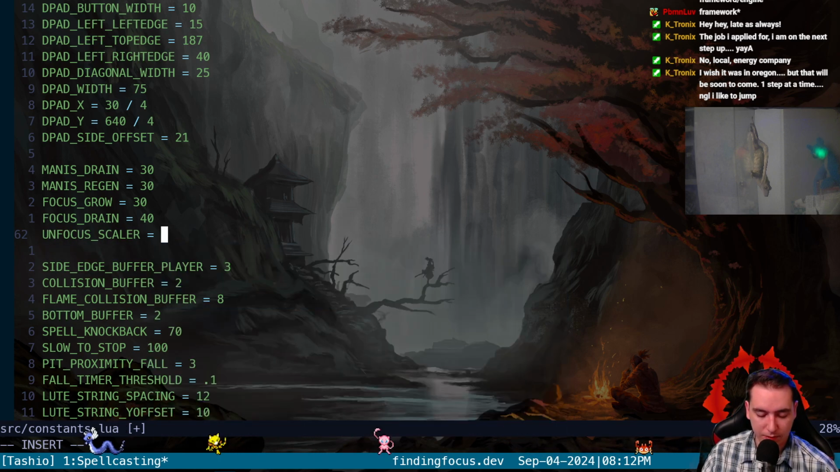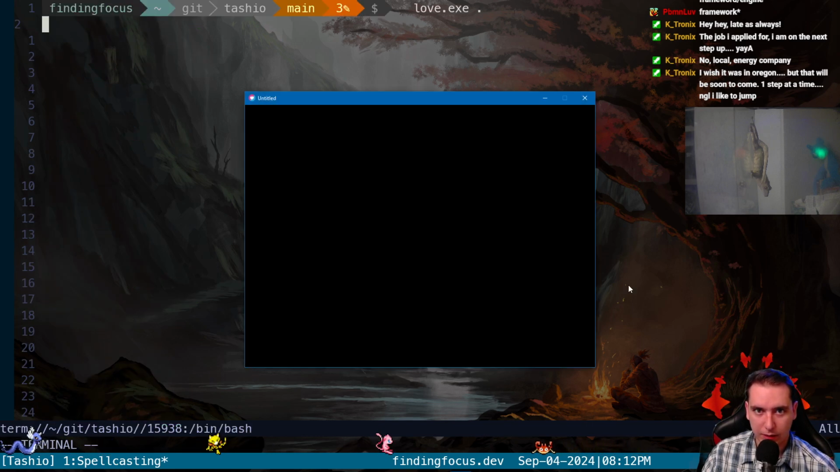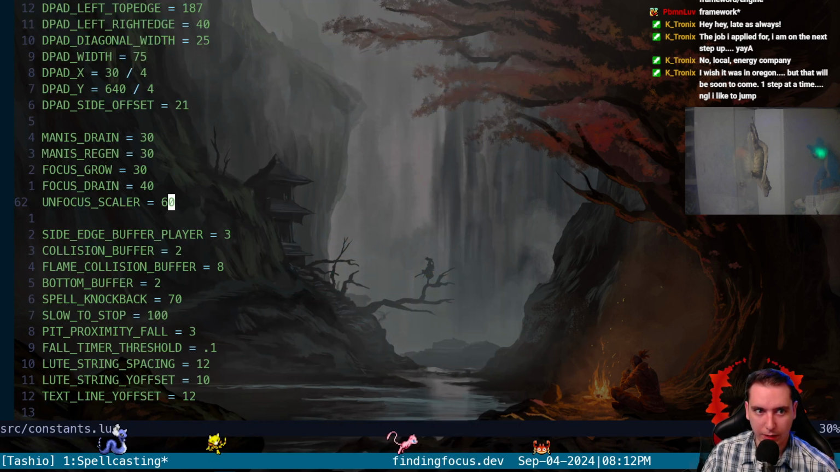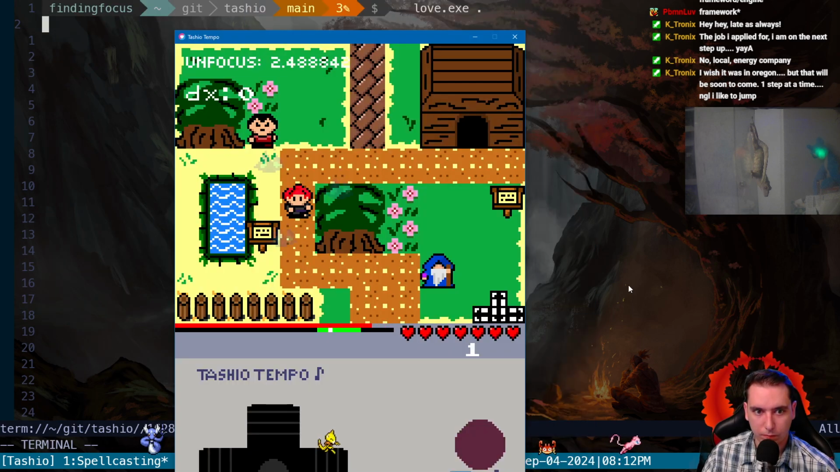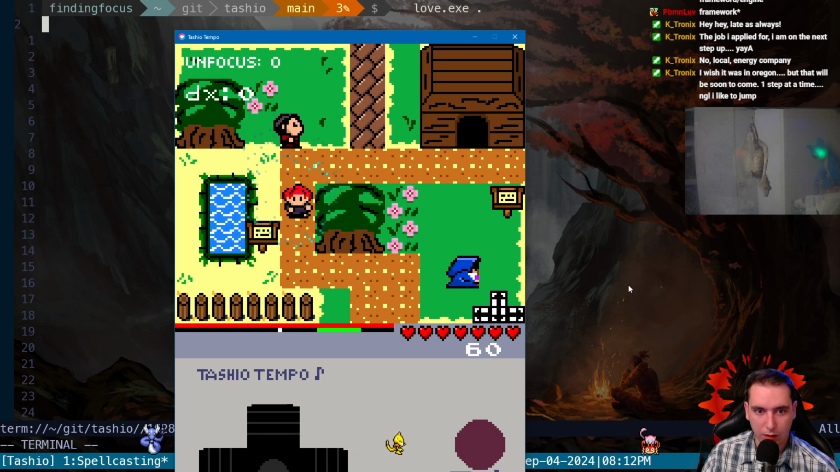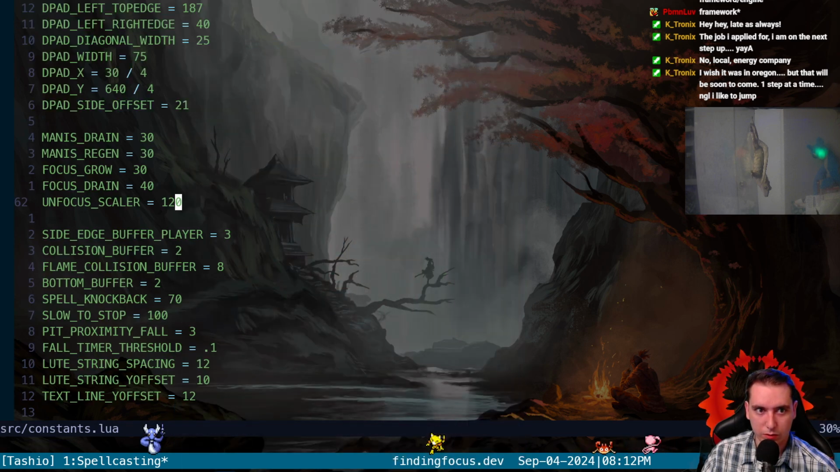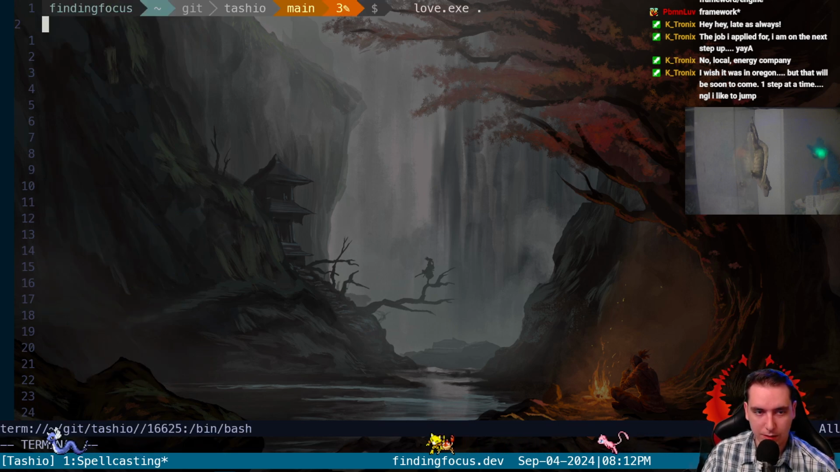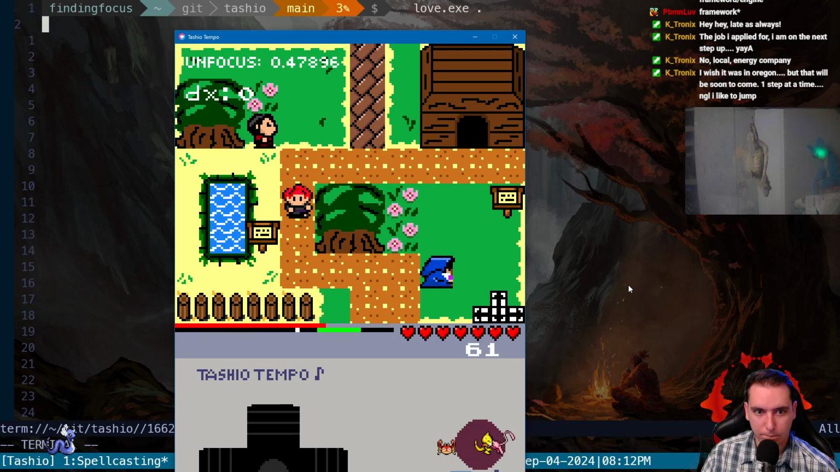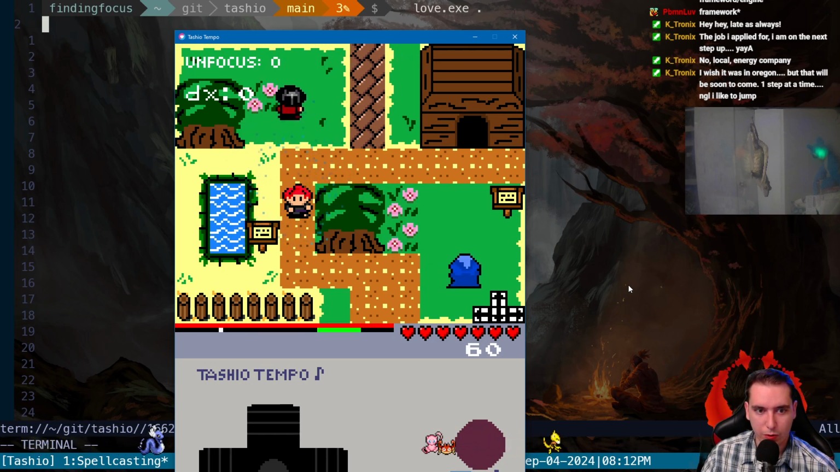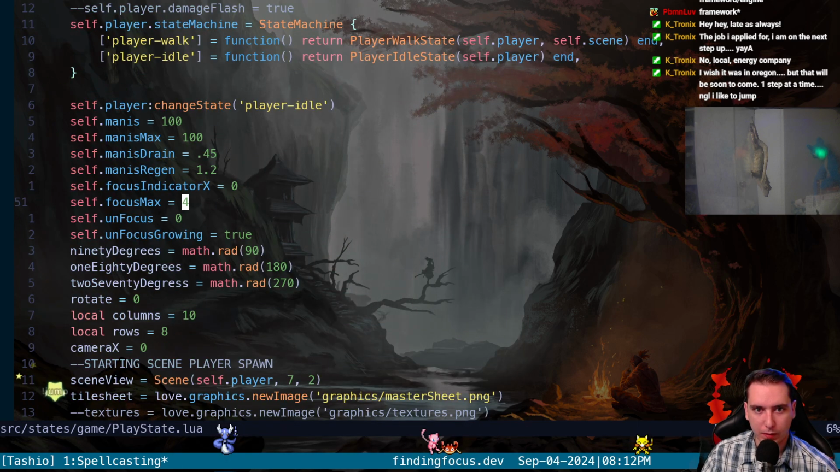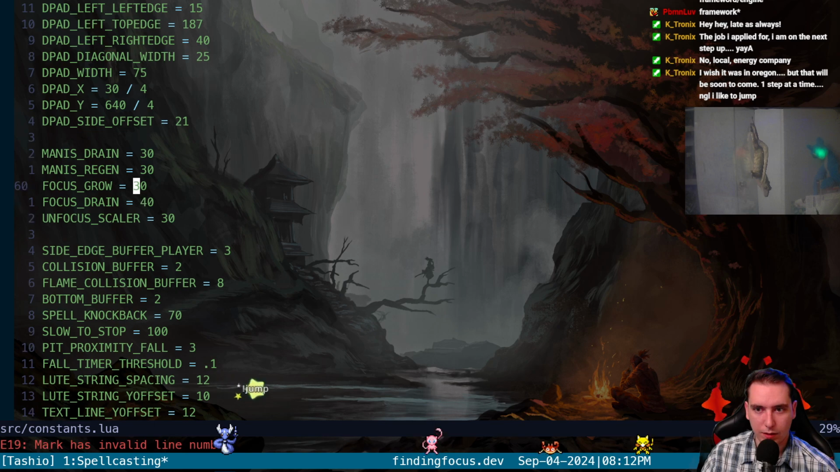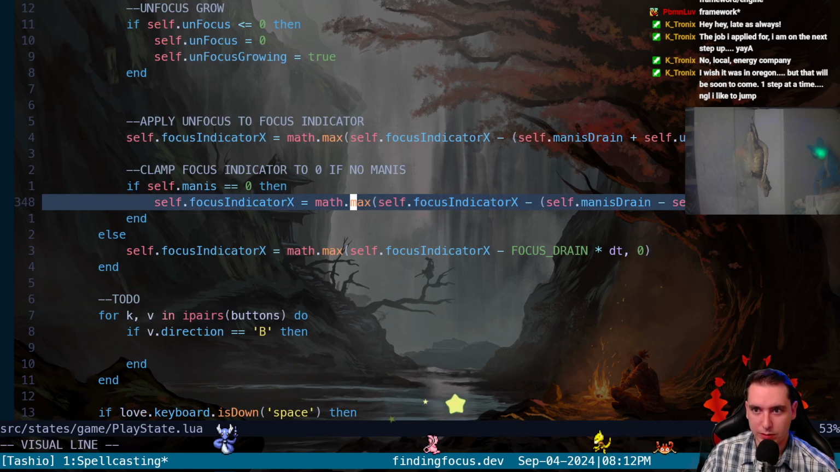And then we'll see what happens if we change this scalar. If we double this scalar, what happens? It looks like our focus indicator just grows way faster. So let's see if we put like 30 instead of 60 and halve it. Okay, so it's not the unfocused scalar, it's more like the number-go-up scalar for our focus indicator.